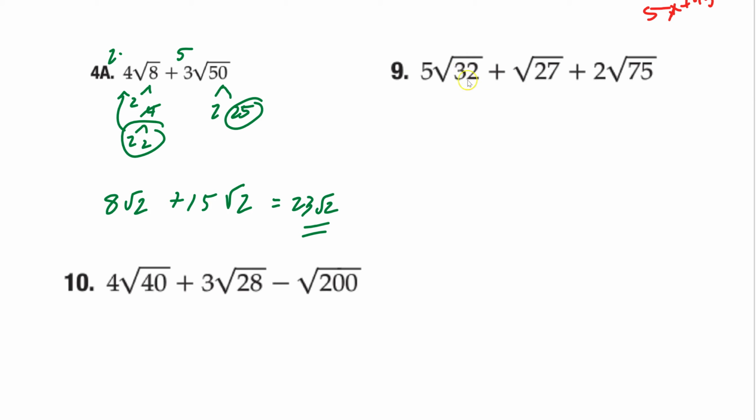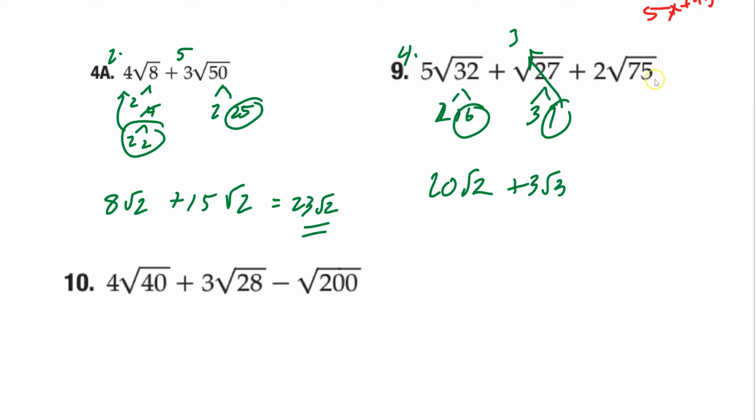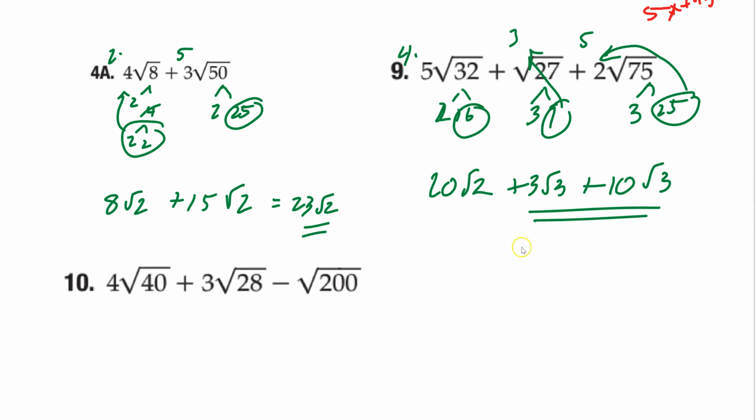Same thing over here. 32 is 2 times 16. Square root of 16 is 4. So I get 20 rad 2. 27 is 3 times 9. Square root of 9 is 3. So I just get 3 rad 3. And then 75 is 3 times 25. Square root of 25 is 5. There's already a 2 out there, so you multiply them. You get 10 rad 3. So again, the only ones I can add are the ones that are exactly alike. This is like adding variables. 3 plus 10 is 13 rad 3.